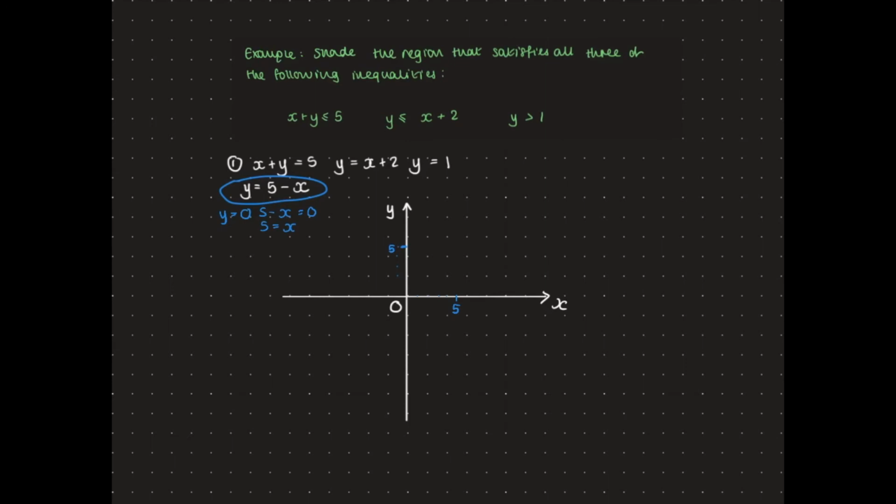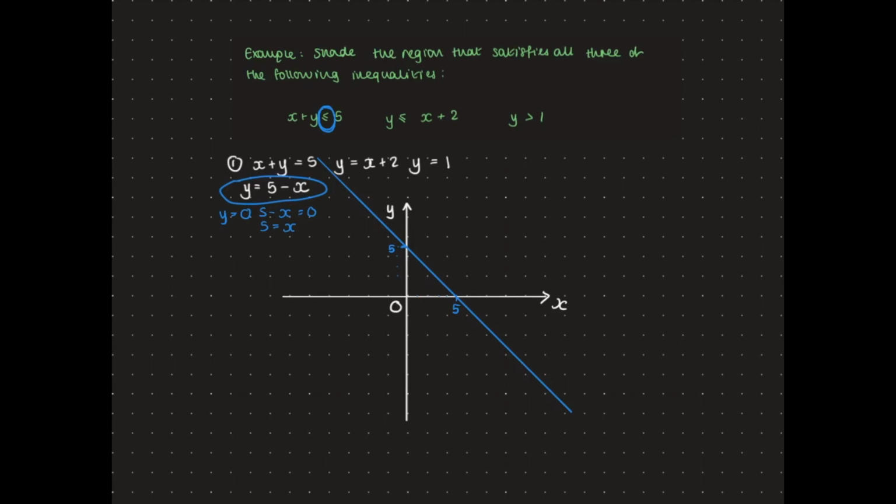Now that also makes intuitive sense to me. I've got a negative gradient and it's going the right direction. So I'm going to get my ruler and I'm going to draw a nice straight line through that. I check my original equation, here I've got a less than or equal to, so I can draw a solid line.